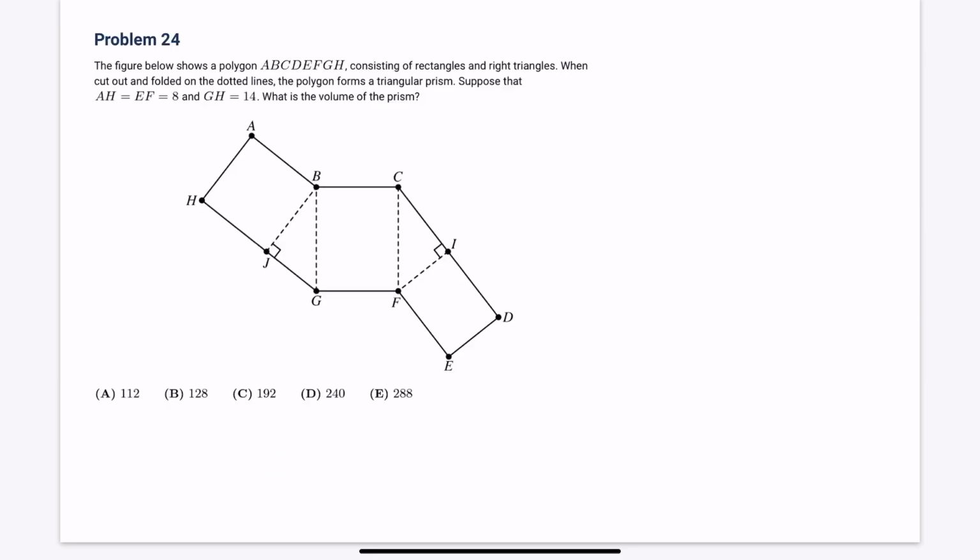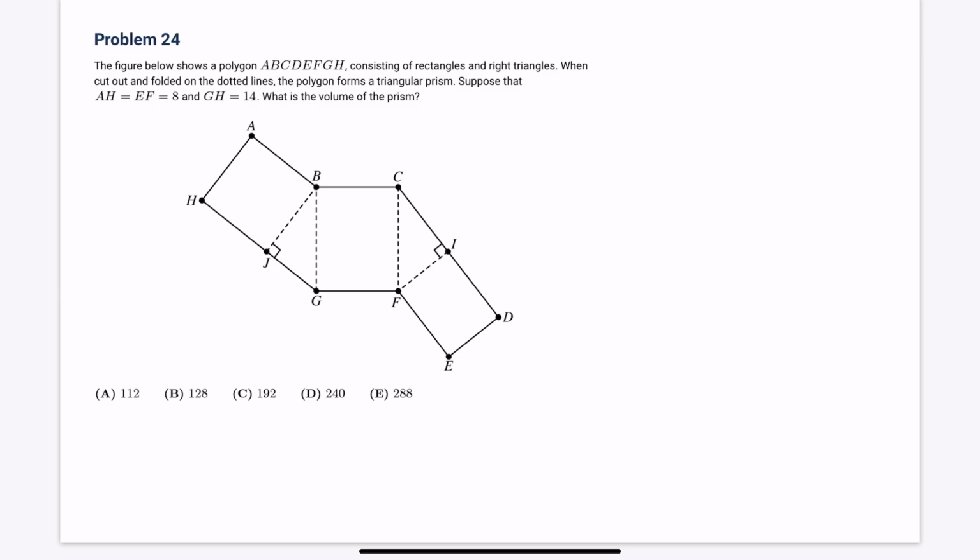Problem 24. The figure below shows a polygon ABCDEFGH consisting of rectangles and right triangles. When cut out and folded on the dotted lines, the polygon forms a triangular prism. Suppose that AH equals EF equals 8 and GH equals 14. What is the volume of the prism?